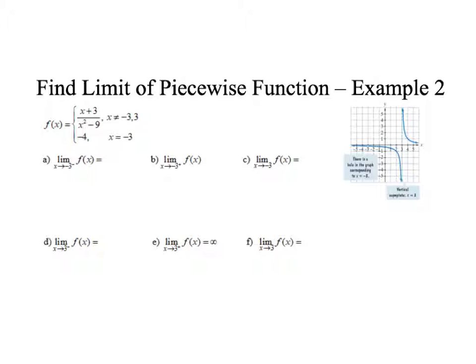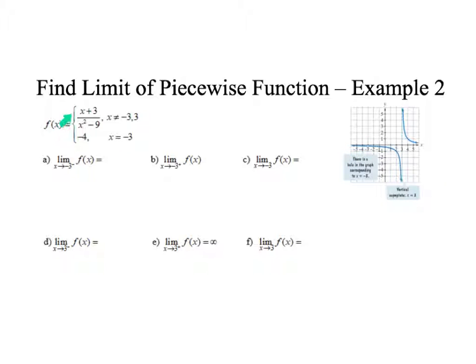This last example shows the difference between a hole and a vertical asymptote. If you recall, when we studied vertical asymptotes, we said that they would occur when you have a simplified fraction with division by 0. But when you have a hole, if you look on this graph here, holes do have limits. You can approach the same number from the left and the right when you have a hole. So let's see what happens in this problem.